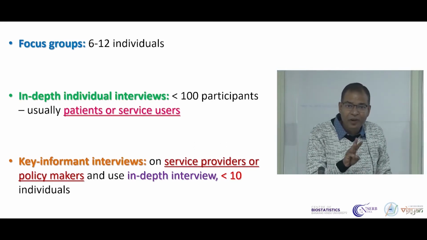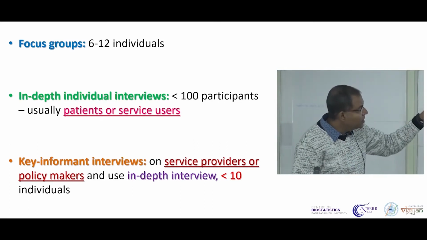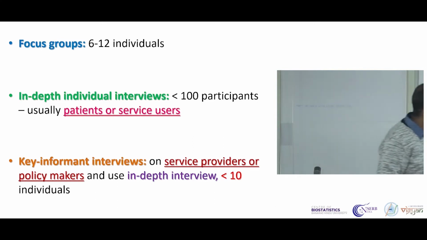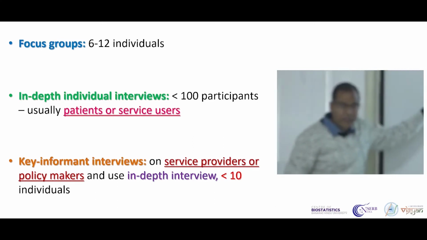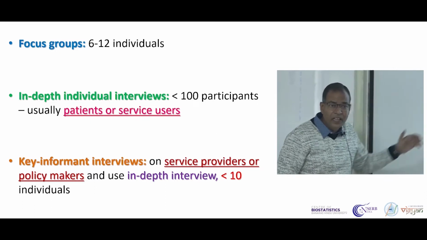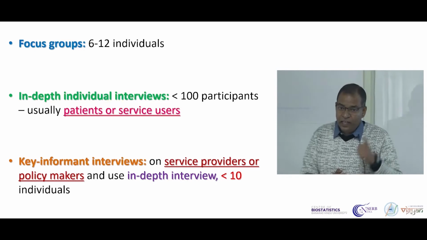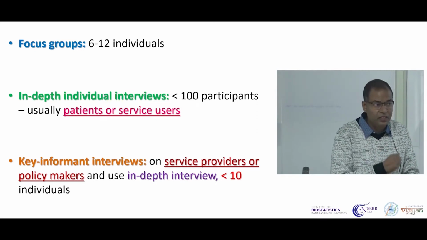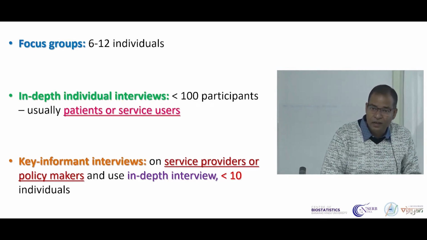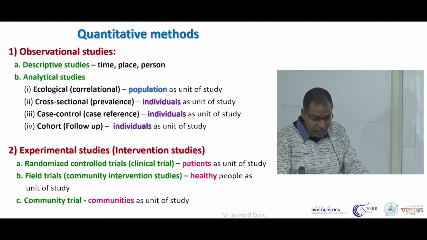So these are the three terminologies you have to remember. Focus group discussion and IDI. This is IDI. This is both for the beneficiaries. And this is KII. That is from the provider's perspective. Those who are providing the services. And the first two, those who are receiving the services. Is this clear? So this is all about the qualitative study design.